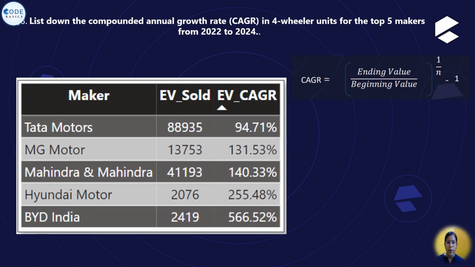List down the compounded annual growth rate, which we call CAGR, in four-wheeler units for the top 5 makers from 2022 to 2024. Now as per CAGR, here we have Tata Motors, MG Motor, Mahindra and Mahindra, Hyundai Motor and BYD India in the list. And CAGR we find as (ending value divided by beginning value) to the power of 1/n, minus 1.